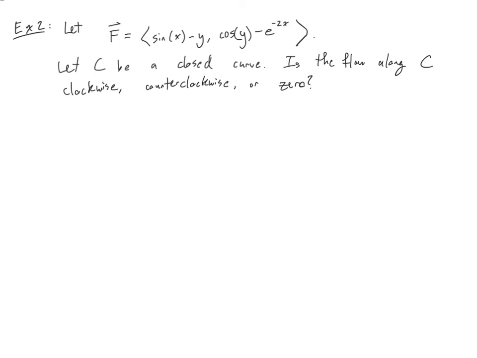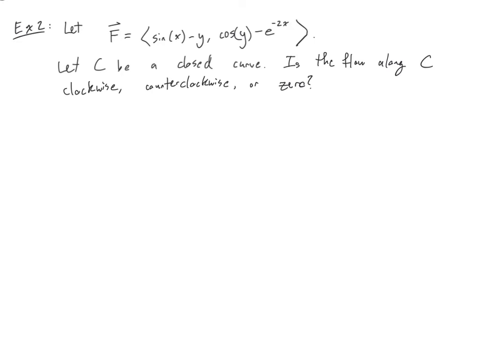Example 2. Let F be the vector field sine of x minus y, comma cosine of y minus e to the minus 2x. Let C be a closed curve in the plane. Is the flow along C clockwise, counterclockwise, or 0?